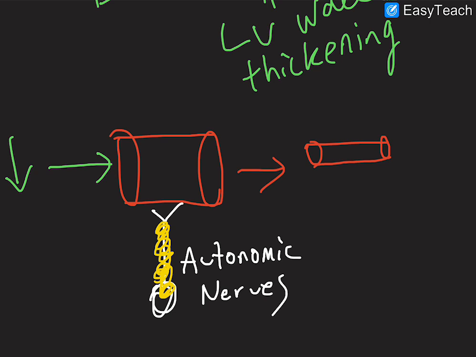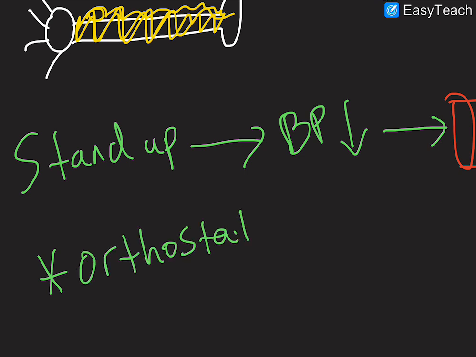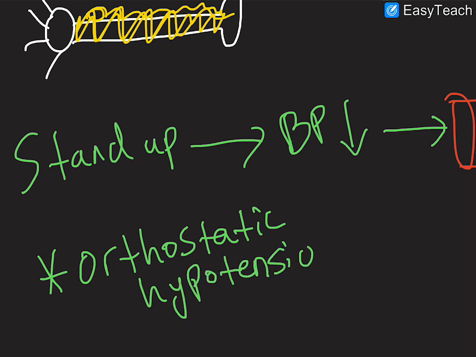So if you get up really fast and your blood pressure drops, your body won't be able to increase that blood pressure back up because you can't clamp down your blood vessels. That's called orthostatic hypotension. Okay, so that's one finding that you would see in familial amyloid cardiomyopathy. You'd see orthostatic hypotension when your pressure falls when you stand up.